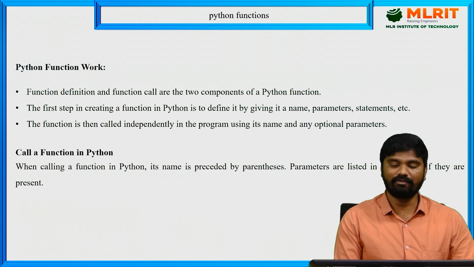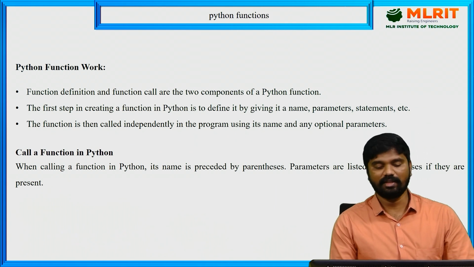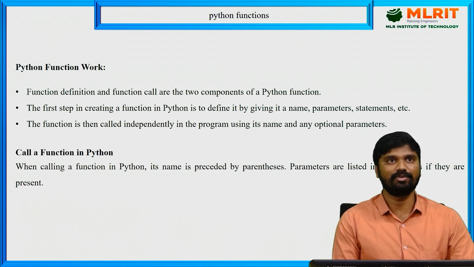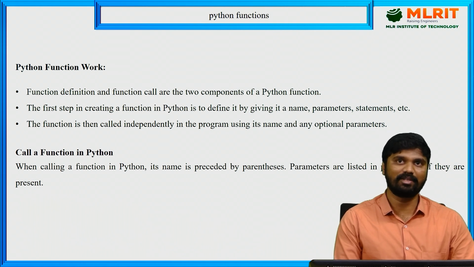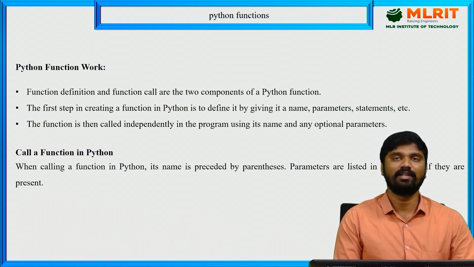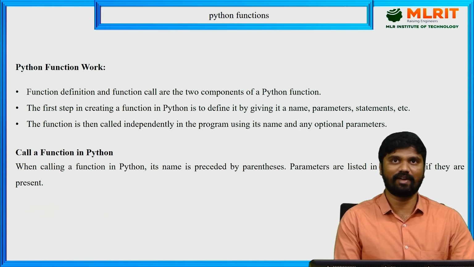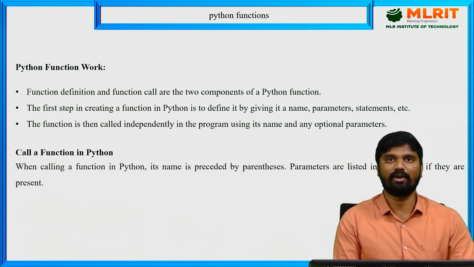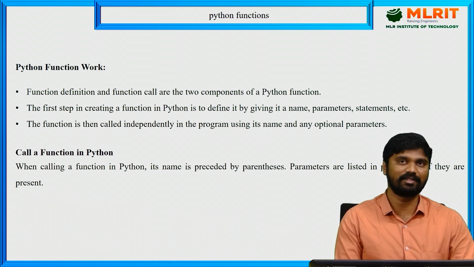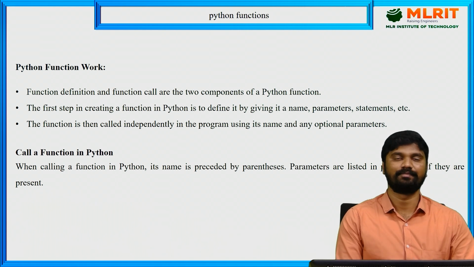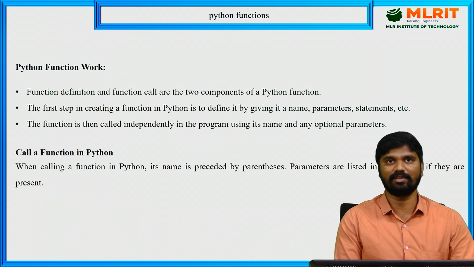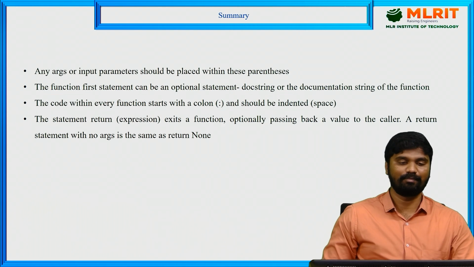Next, how can we call a function? We can call a function by using its name. If there are parameters while defining the function, then while calling the function you have to pass values to those parameters. That means while defining a function, if you pass parameters, then while calling that function you must pass the values to those parameters. In this way, we can call a function in Python.